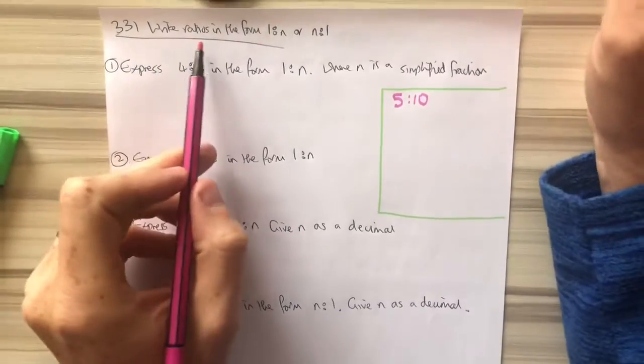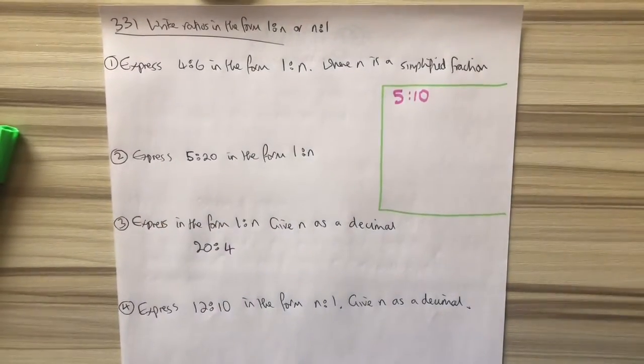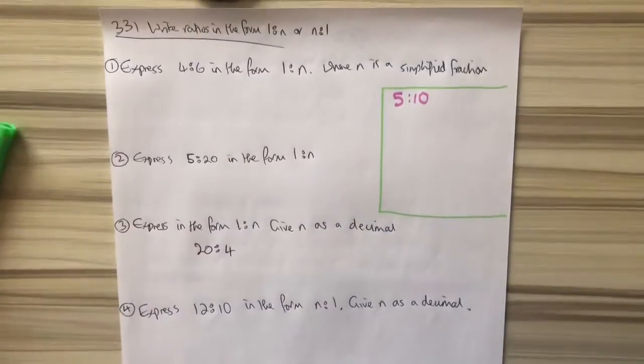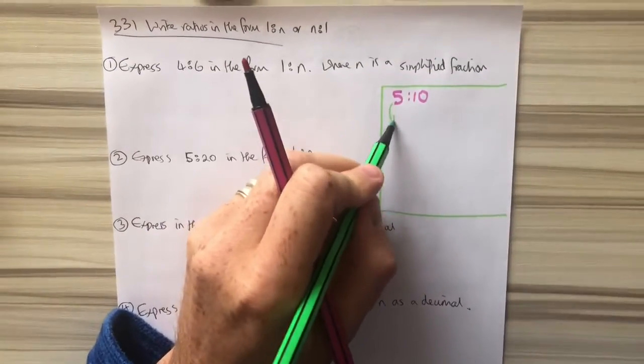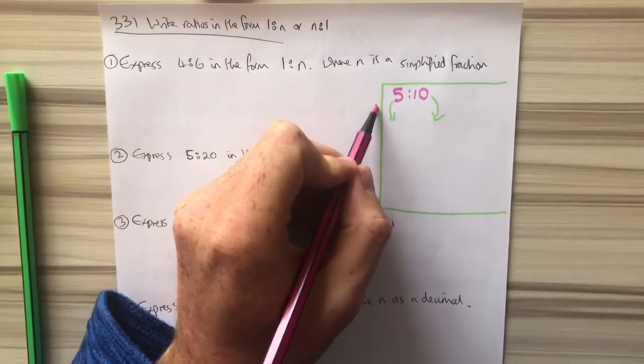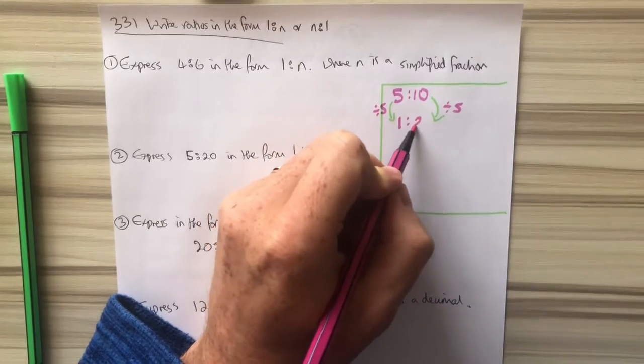Clip 331, writing ratios in the form 1 to n or n to 1. So let's start with a fairly straightforward question. If I was to simplify 5 to 10, hopefully you should recognise that 5 goes into both. That'll be 1 to 2.